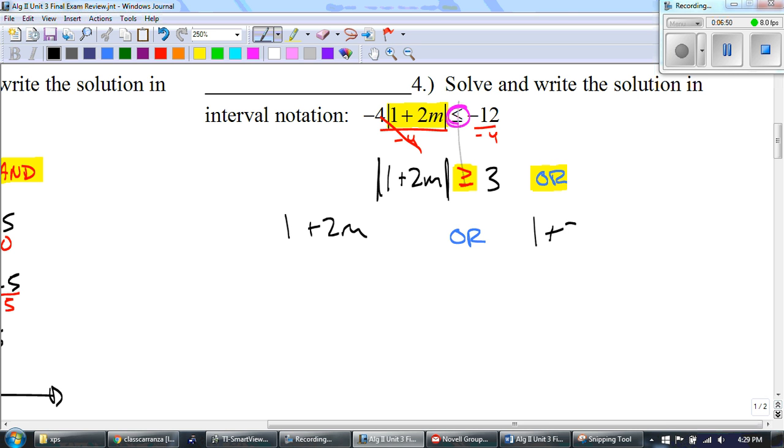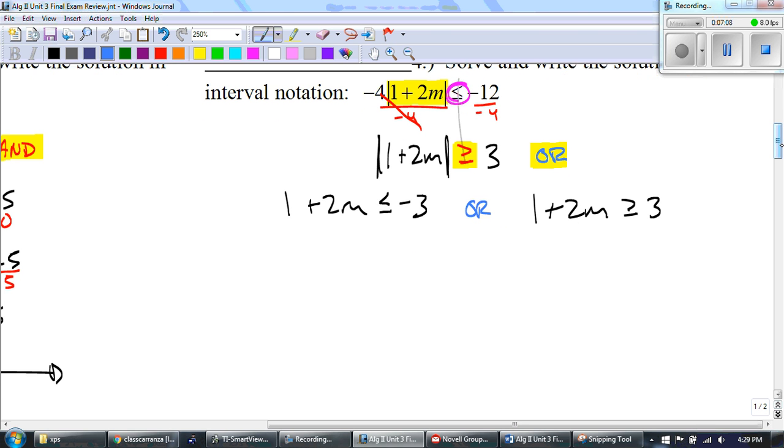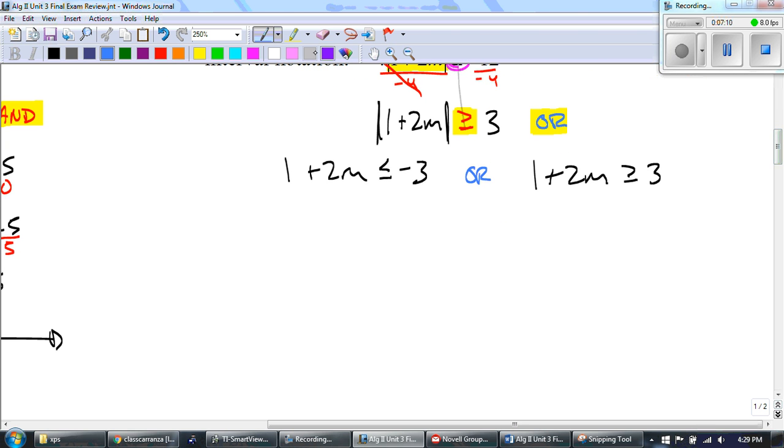Notice I am writing that twice. The first time it stays the same. The second time I flip it and make it negative. And the reason why I do that is because we need to make sure that that graph, when we graph it, is going in both directions. Okay? Now, we need to solve.